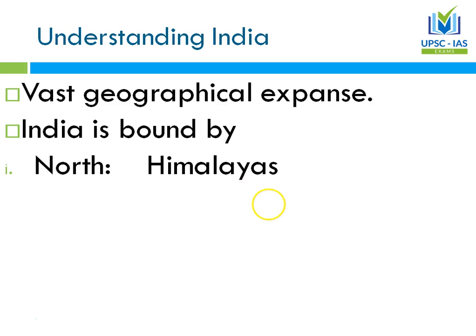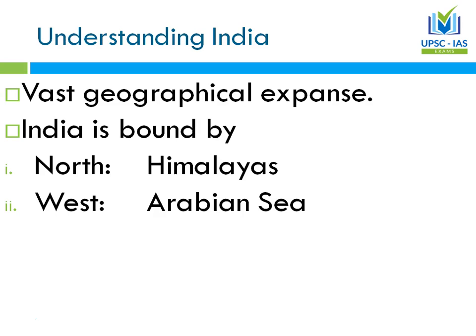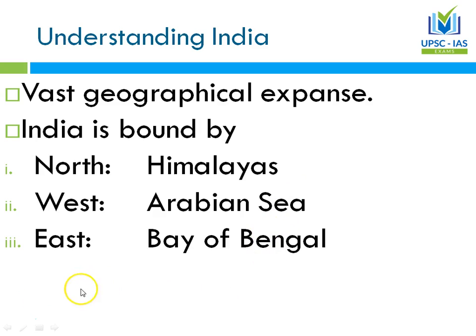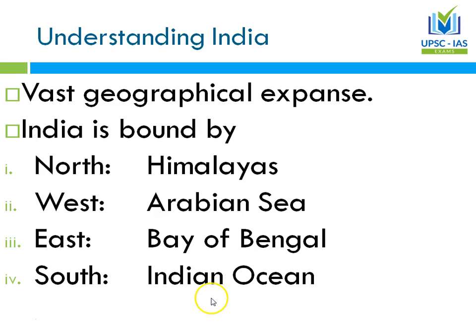country. On the northern side, you will observe from your map that India is bound by the Himalayan range. Now, dear friends, you know very well what a mountain range is, isn't it? On the western side of our country, we have the Arabian Sea. On the eastern side, we have the Bay of Bengal. On the southern side, we have the Indian Ocean.